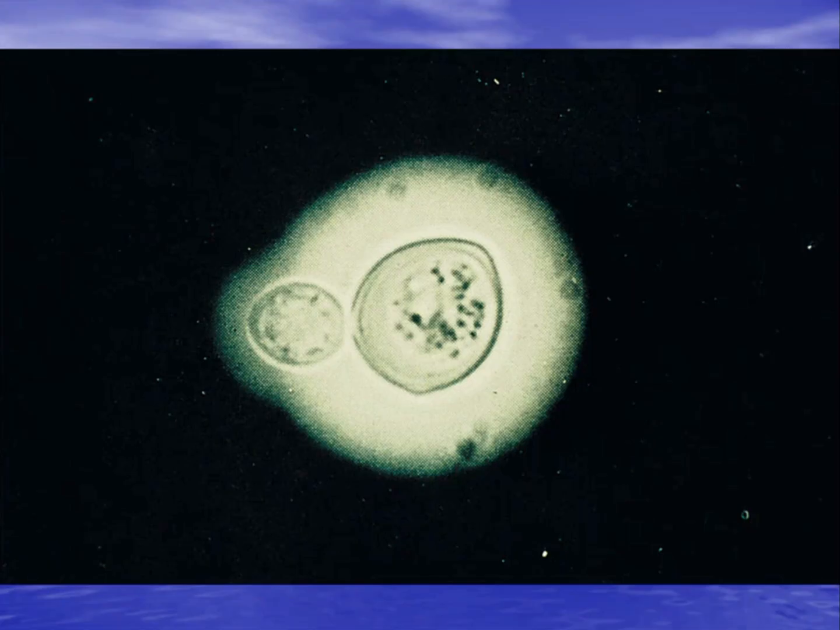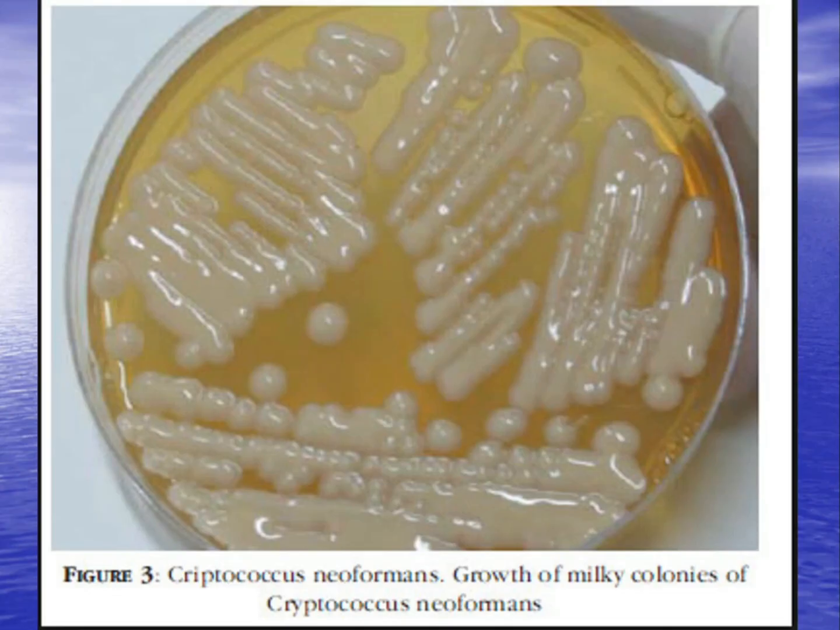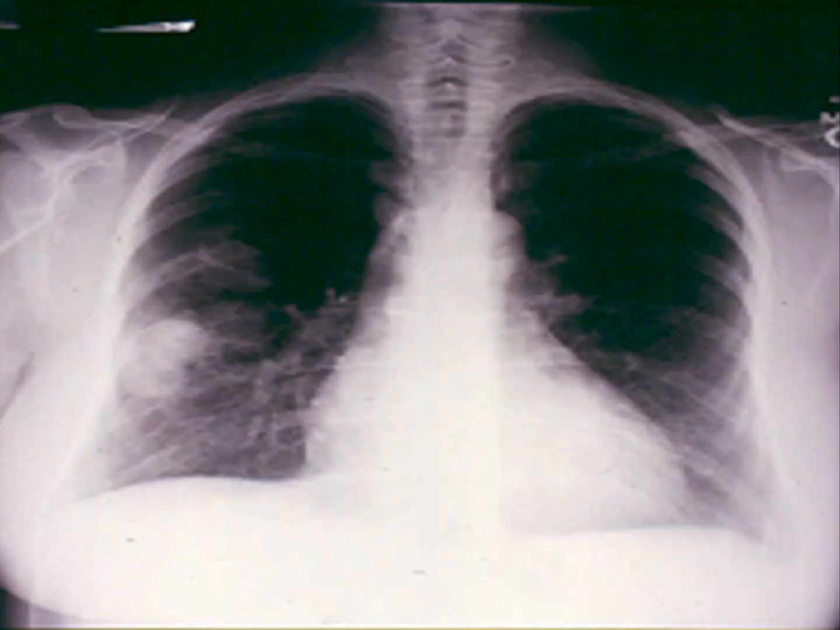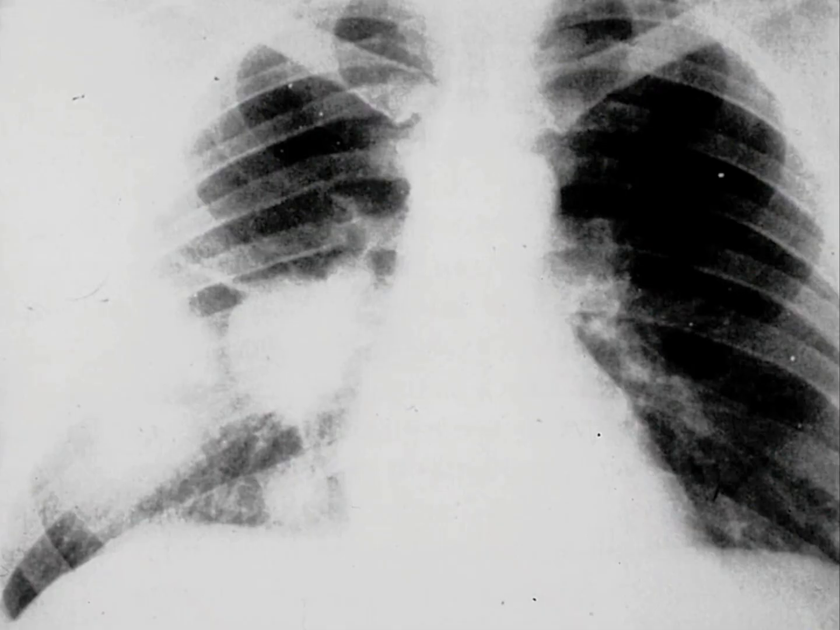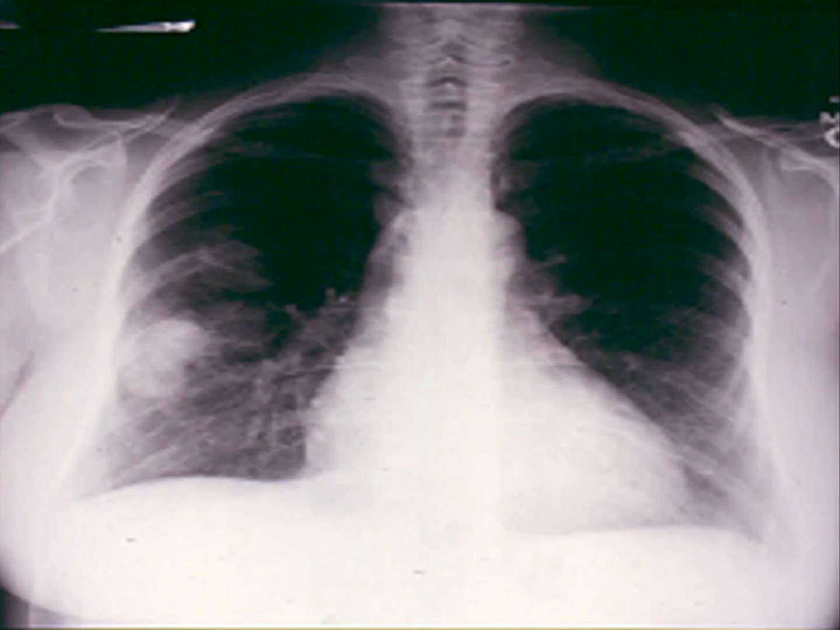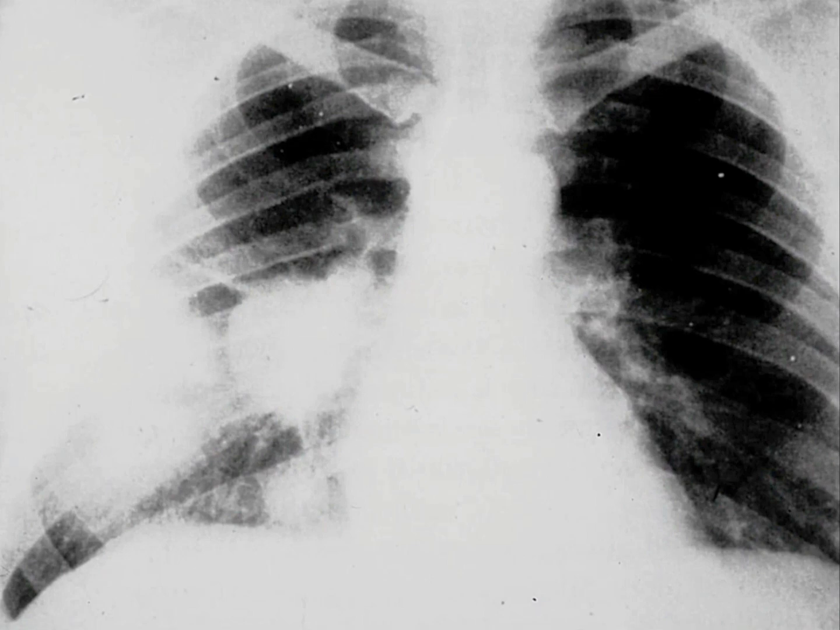Here's another beautiful India ink picture of the same thing. Next. Crypto colonies tend to be very creamy-like, as you can see there. That's pretty gooey looking. Next. And this is a cryptococcoma. You can cut them out and potentially be cured. Nowadays, if you have a crypto case, there's another cryptococcoma. You want to know which species it is, and we'll get to that in a minute.